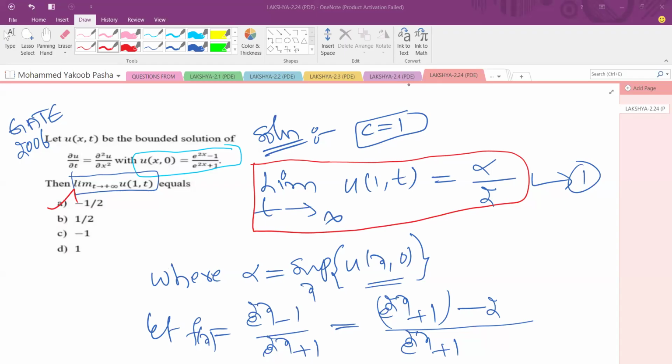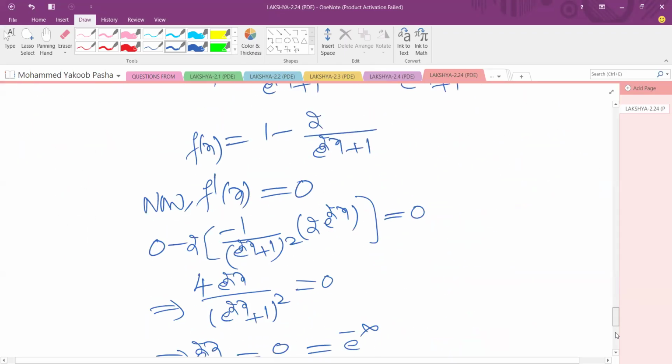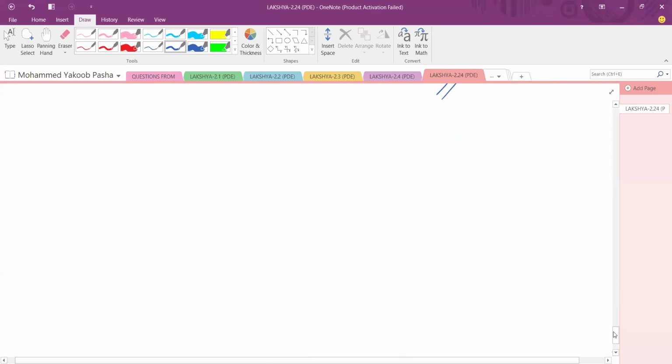Yes madam, only when it is 1 comma t should we use it. Whether t tends to plus infinity or minus infinity, whatever the value, you can remember this as a formula. Now I am taking another problem. That is my problem number 7.